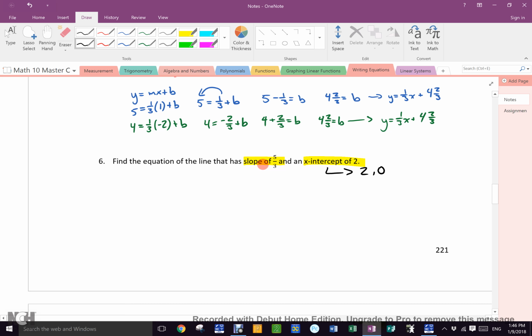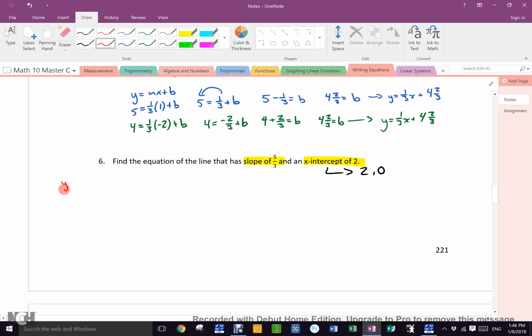So can I use slope-intercept form? Because it's got y and x and a slope, doesn't it? Could I use point-slope form? Yeah, because it's got slope and an x and a y. Could I use general form here? Could I? General form has a, x, b, y, c. There's 5 things that I need to fill in. I only have an x and y. So could I use general right now? No. But I can use either of the other 2, right?